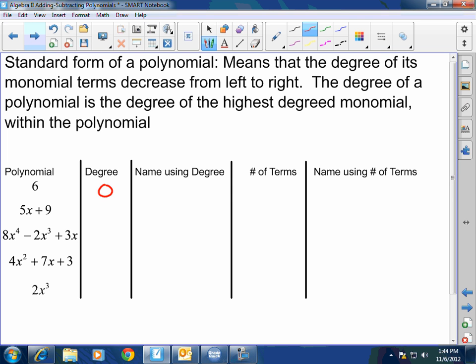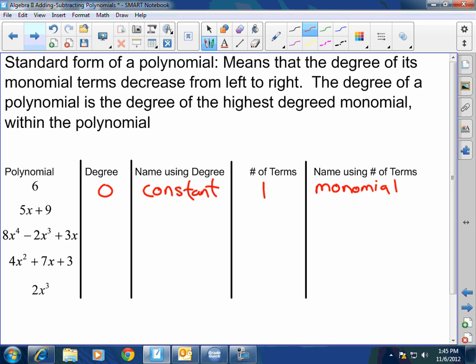Oh, that is fantastic. Good job, kid. He answered that perfectly. The name using a degree of 0, that means that it's just a number by itself. And we had talked about numbers being known as constants. Very, very good, son. How many terms? So the name using the number of terms? Monomial. Very good. Excellent job, kid. I'm very happy. I'm very proud.